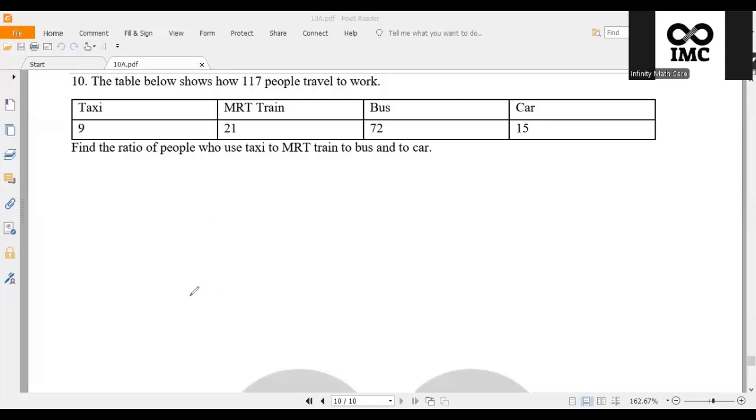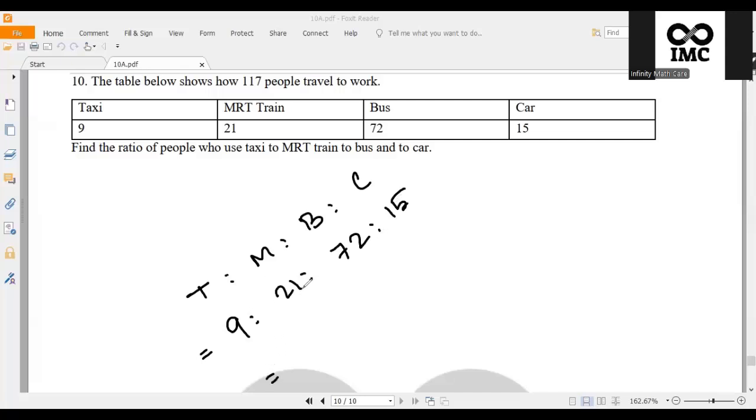So if I want to find out their ratio, that means taxi is to MRT train is to bus is to car. So we can say taxi, how many people are there? 9. How many people are using MRT train, metro rail train? That will be 21. 72 people are using bus, so 72 represents bus, and 15 people are representing car. Okay, now converting to simplest form.